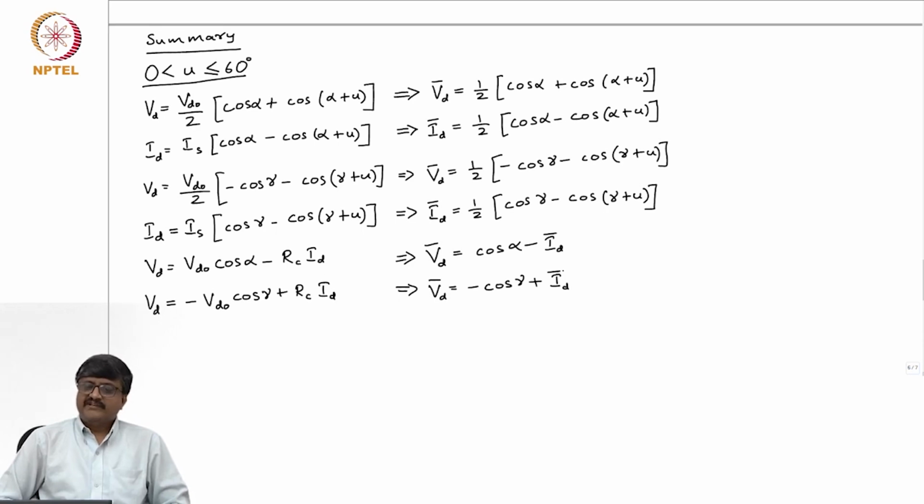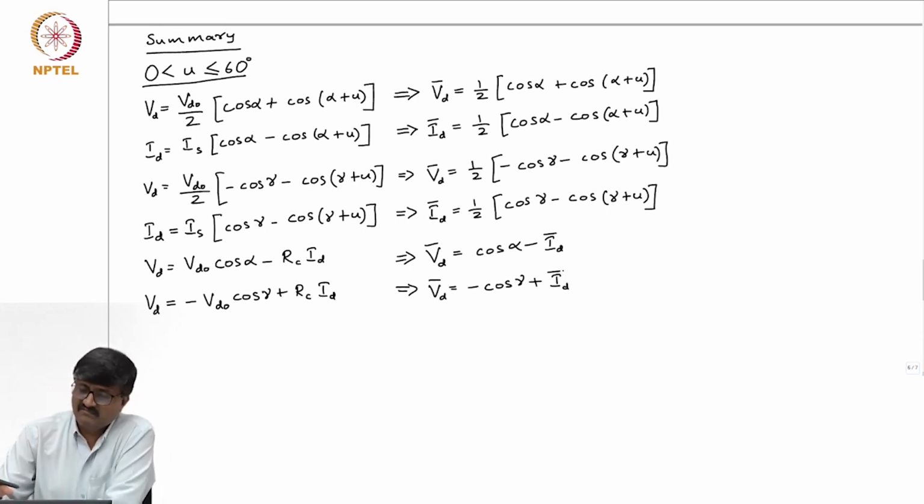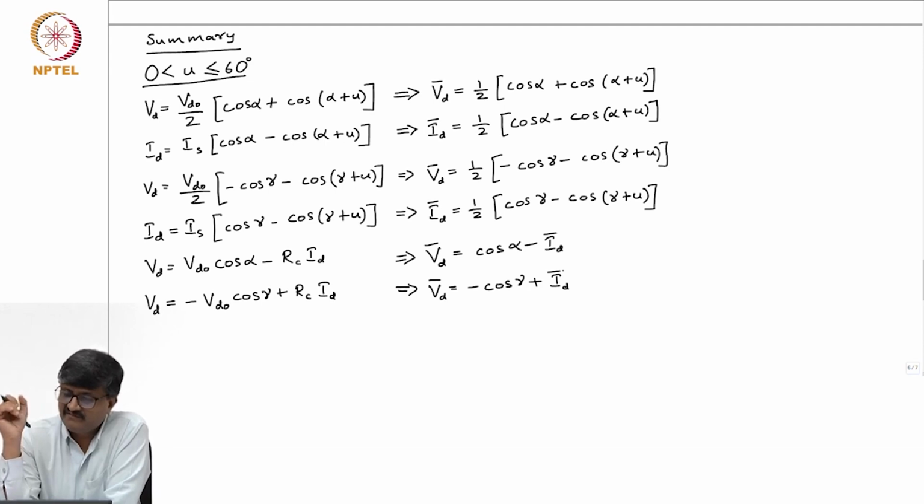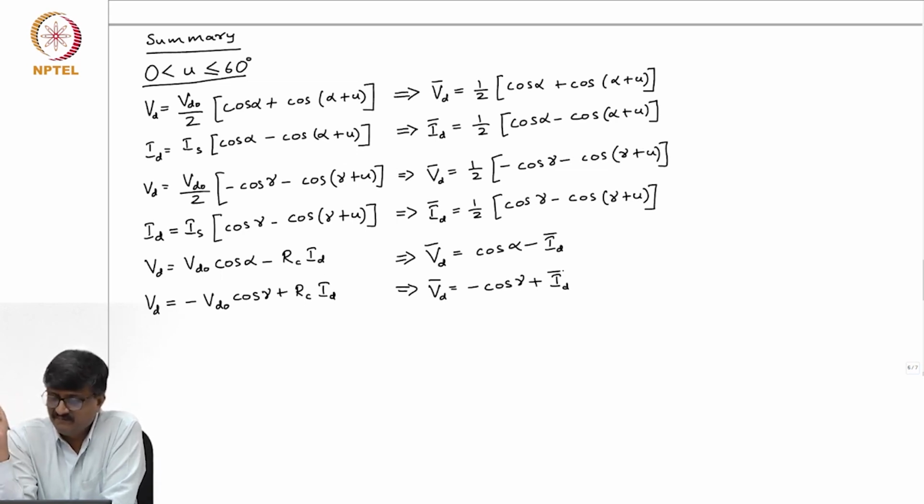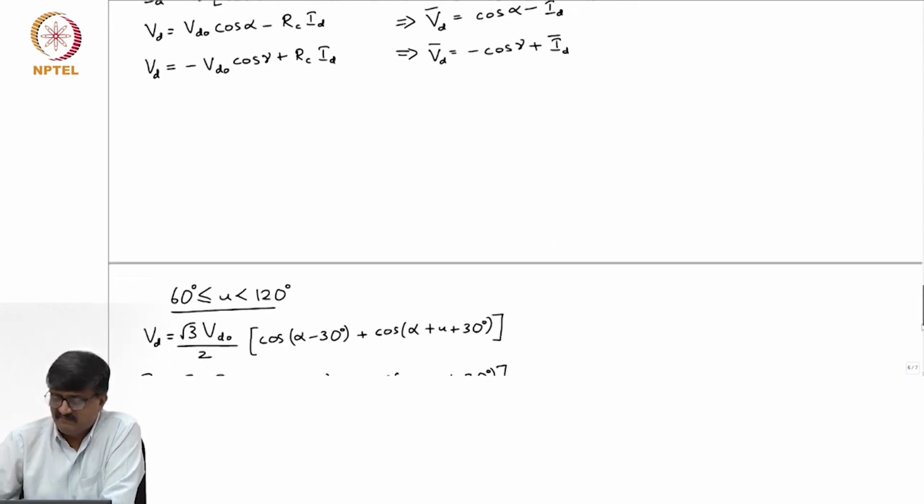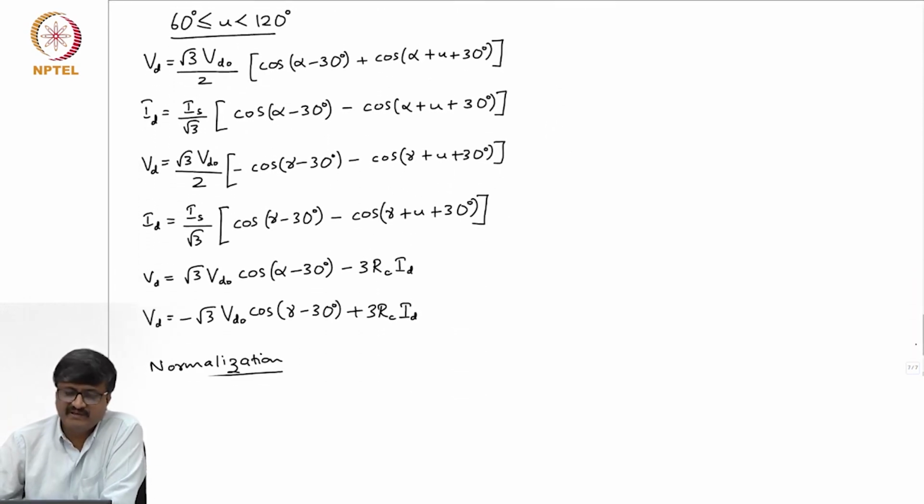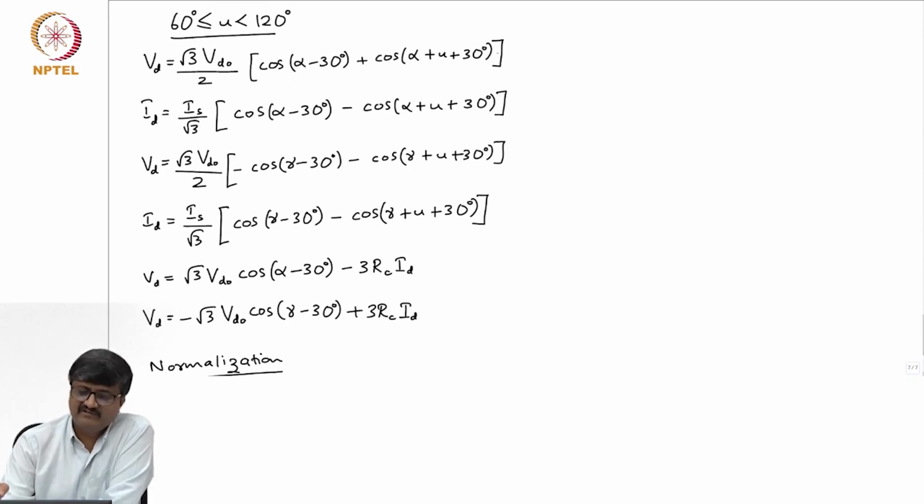Now if you notice the equations that I have obtained from the original equations, there is no VDO and no Is. What I have in the revised set of equations is VD bar, ID bar, alpha and, in some equations, gamma. I don't have VDO anywhere after normalization. I don't have Is. I don't even have RC.